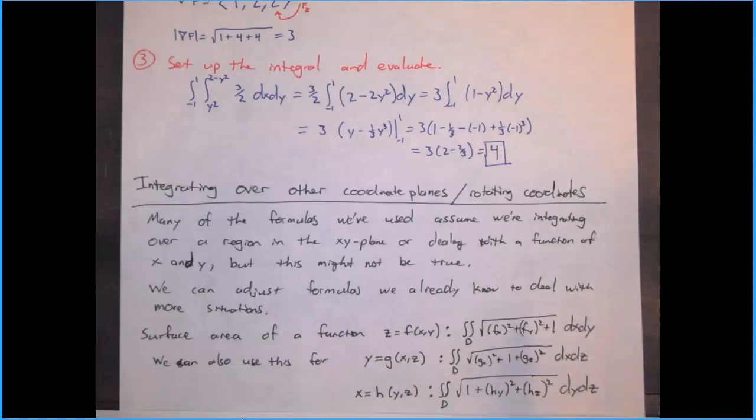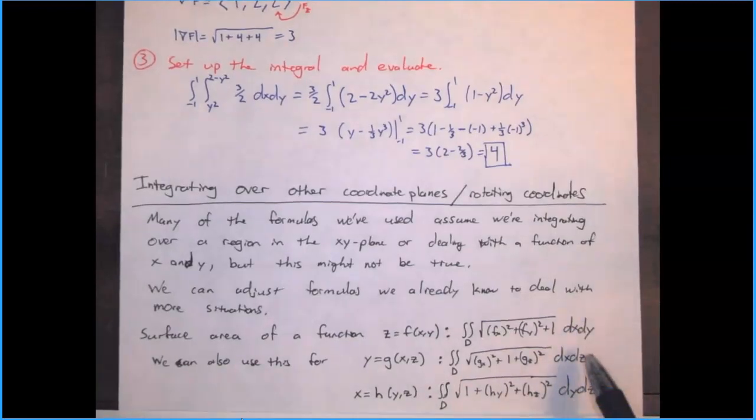So you see, you can generalize what we've learned to two more easy cases. If I just have a function with x's and z's in it, I can use this formula for surface area. If I just have a function of y's and z's in it, I can use this integral to find the surface area.